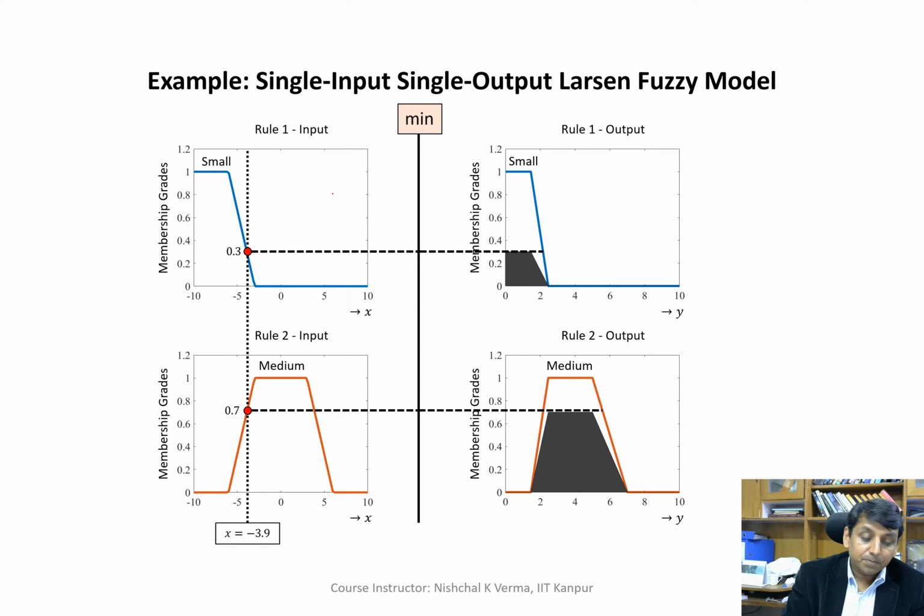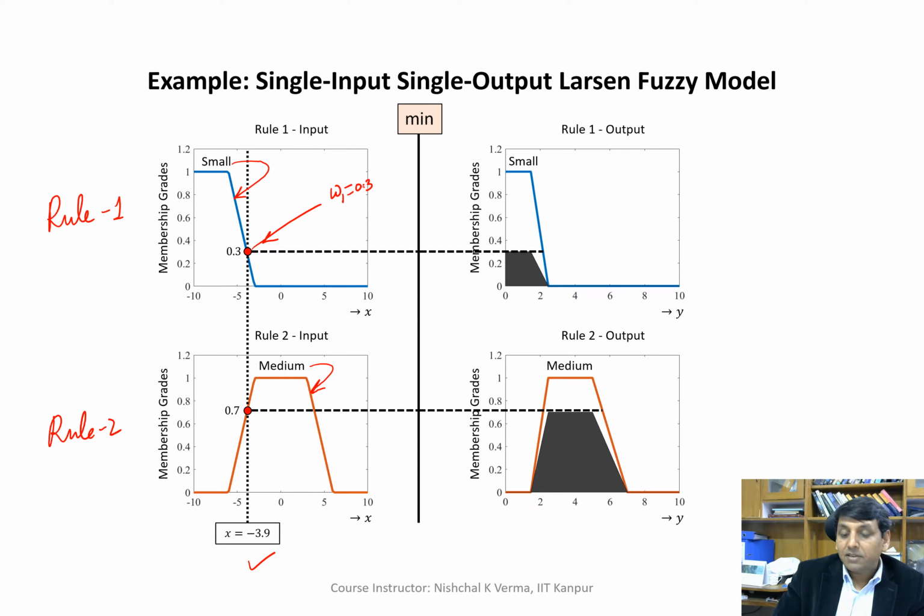So we have the fuzzy set for small here, and then we have the fuzzy set for medium here. This is the medium fuzzy set, and this is the small fuzzy set, and these two are given. Since we have two rules here, rule number 1 and rule number 2, let us now apply the input. When we apply the input here, for the first rule we are getting the point of intersection as the weight, which is 0.3.